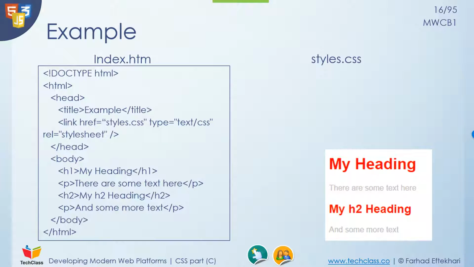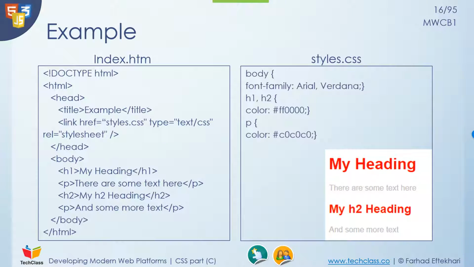Now let's see the styles.css. See, the body font family is Arial and Verdana. And then for H1 and H2, we use the color red. This is the hex code of the red. Later, we're going to get familiar with it. And then for the P element, which is paragraph, we use this gray color. This is the hex code for the color gray that I told you we're going to get familiar with later. So we somehow predicted what happened in CSS.